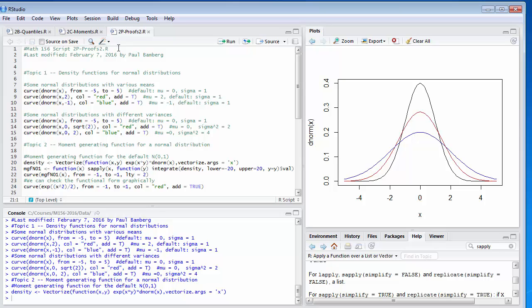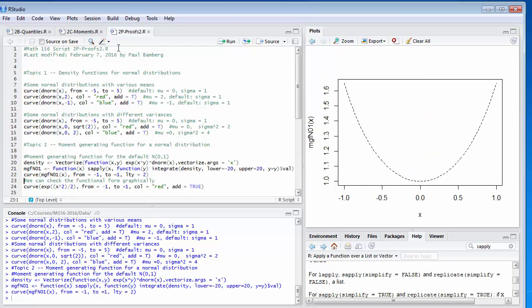Then to get the moment generating function for the normal distribution with mean 0 and variance 1, MGF N01, I have to create a function of x, and I do this by using sapply, and a function of y that I get by integrating the density function from minus 20 to plus 20. That's effectively minus infinity to infinity, and the y equals y at the end says the thing we're integrating over, since density is a function of 2 variables, is y, and the $val means I get just the value and not all this business about the expected error.